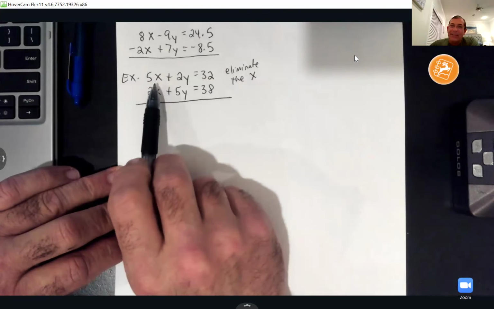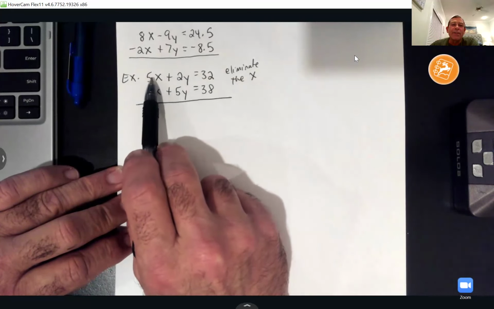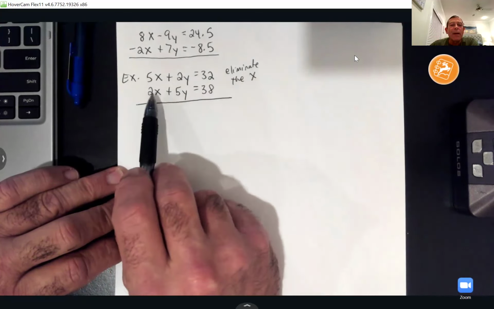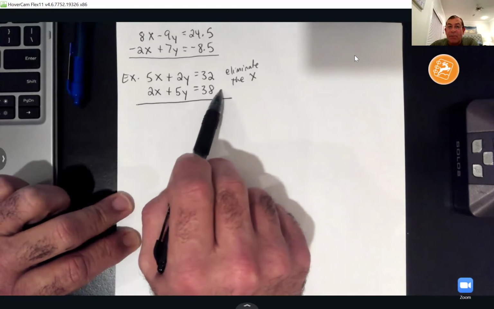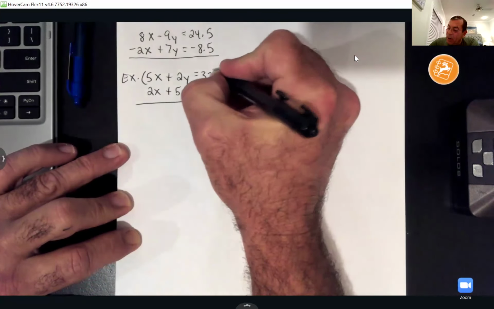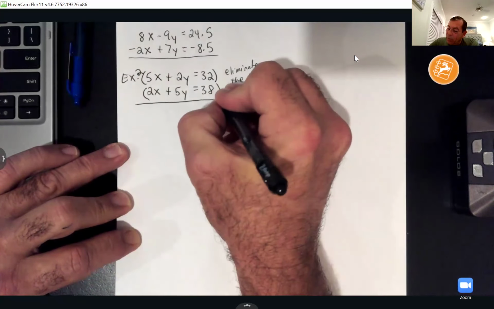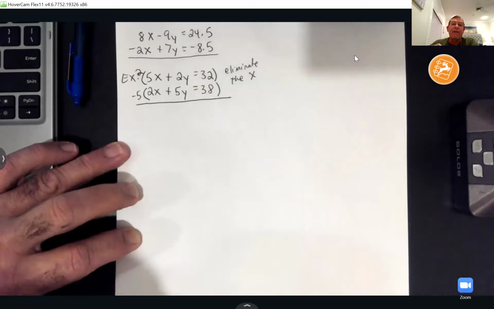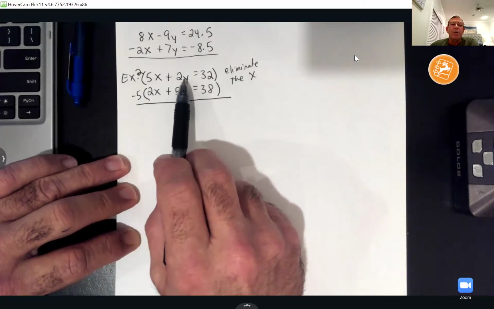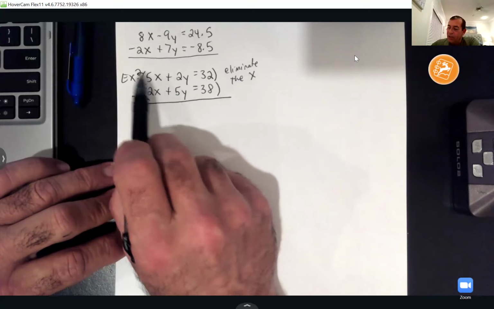So check this out. To eliminate the X's, I'm going to make this row a positive 10 by multiplying all these by 2. I'm going to make the second row a negative 10 by multiplying all these by negative 5. So we got to change both rows. So multiply the top row by 2, and then I'm going to multiply this row by negative 5. So no matter which variable you eliminate, you're going to have to multiply one of them by a negative since everything's positive on this, okay?